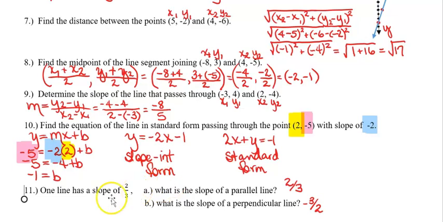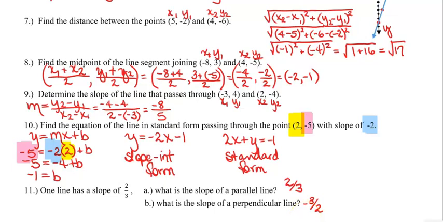And then last, if a line has a slope of 2/3, and they asked me to find the parallel and perpendicular slopes, remember that parallel lines have the exact same slope. So if the first line has a slope of 2/3, then the parallel line would also have a slope of 2/3. All right, the perpendicular line is going to be the opposite reciprocal. So that means the sign's going to change and it's going to flip. So if this was a positive 2/3, then it's going to have to switch to a -3/2.